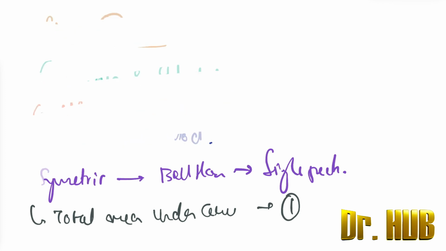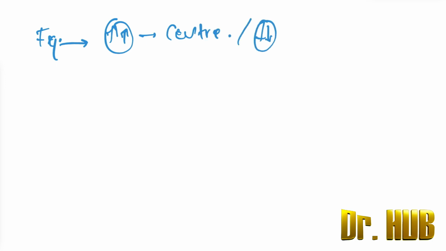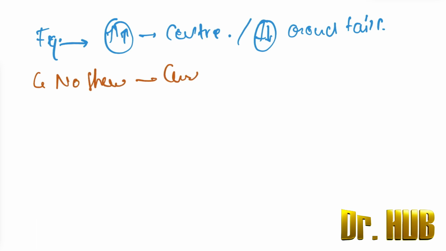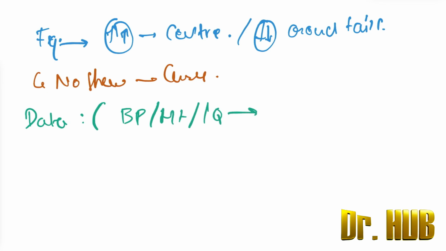Now the frequency of values is more around the center and less around the tails. So there is no skew in the curve. Examples of data such as BP, height, or IQ score form a normal distribution.